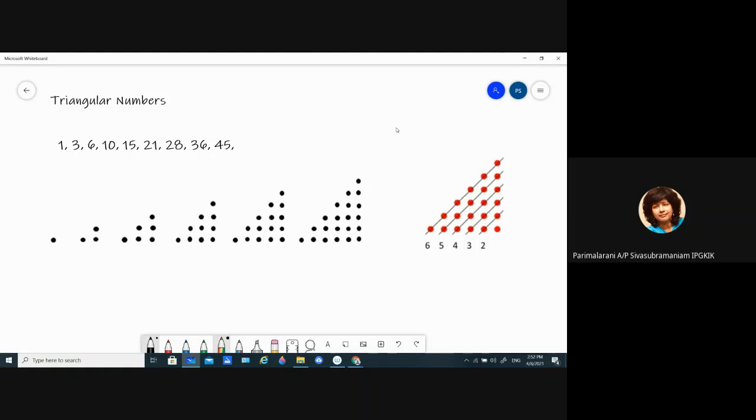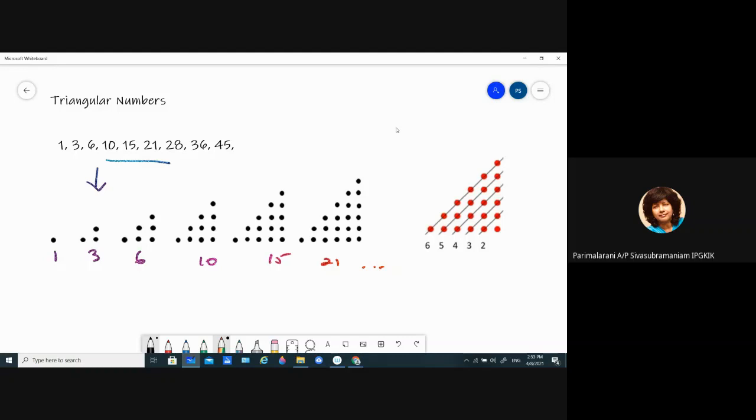So let's look at the first type of numbers, triangular numbers. Triangular numbers start with 1. This is the sequence for triangular numbers: 1, 3, 6, 10, 15, 21, 28, and so on. As you see, we can represent them as figures, triangular pattern figures. So this is 1, 3, 6, 10, 15, 21, and so on.